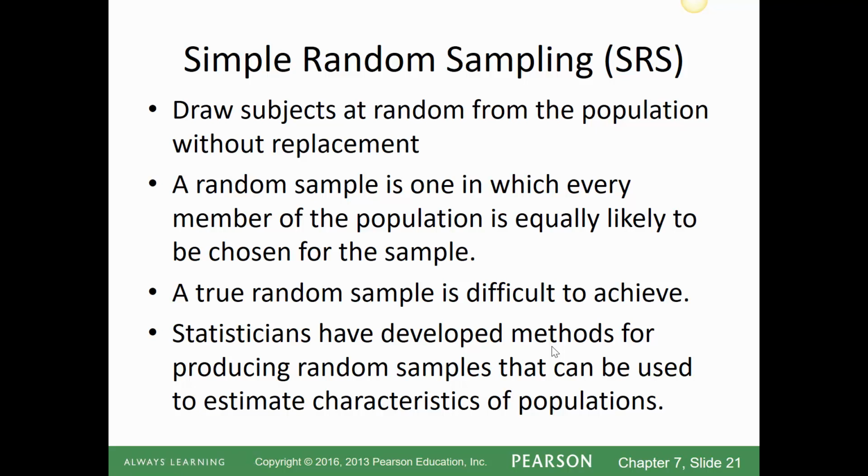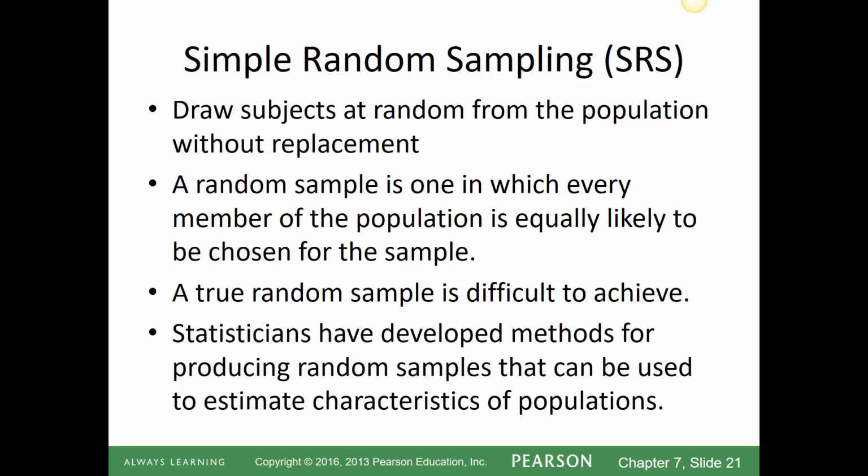So another important thing talked about in this section is SRS, simple random sampling. What this does is it draws subjects at random from the population without replacement. A random sample is one in which every member of the population is equally likely to be chosen for the sample. So we've talked about equally likely events before. For example, if I roll a dice, I'm equally likely to get a number 1 through 6, right? So the theoretical probability of rolling a 3 is 1 out of 6, for any number it is 1 out of 6.